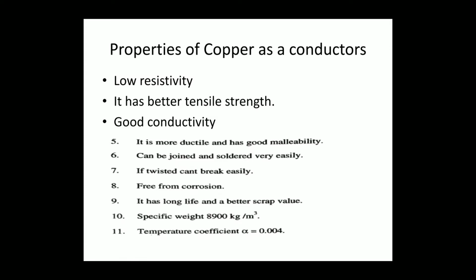Then the properties of copper as a conductor: it has low resistivity, better tensile strength, and good conductivity. It is more ductile and has good malleability, and can be joined and soldered very easily. If twisted, it can't break easily, and it is free from corrosion. It has a long life and a better scrap value. Its specific weight is 8,900 kg per cubic meter, and the temperature coefficient is 0.004. These are the properties of copper.